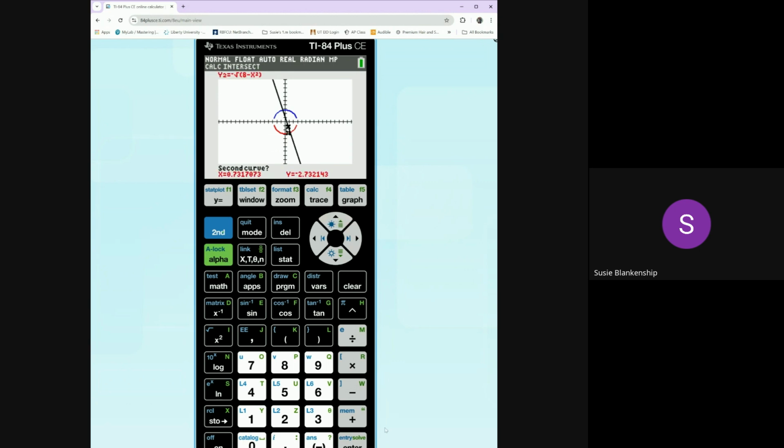And now we're on the red. So now we're going to hit enter, enter. And then now our intersection is 1.189, comma, -2.566. And you'll need to draw that on your graph. All this should be listed, both points.